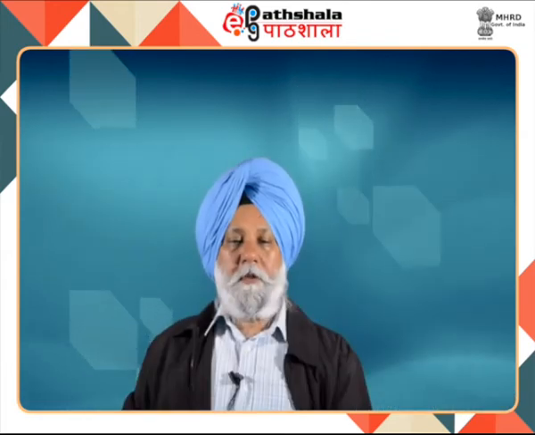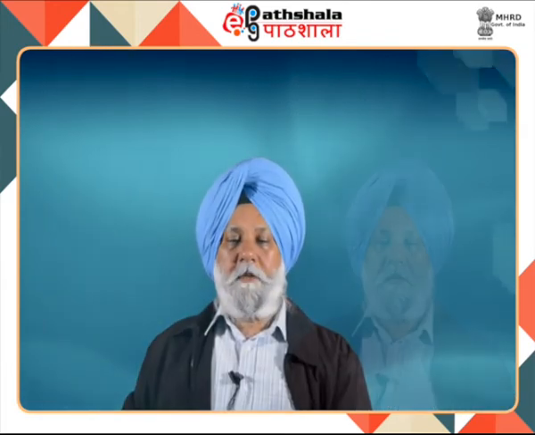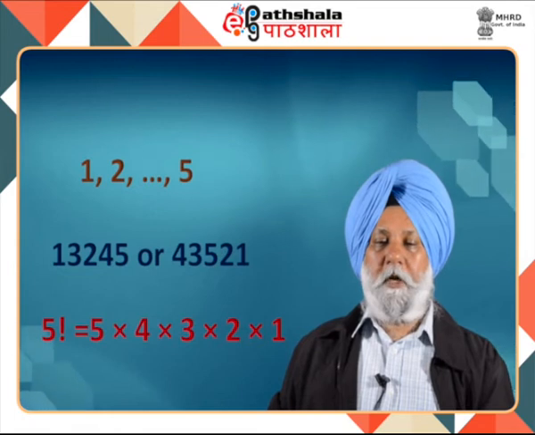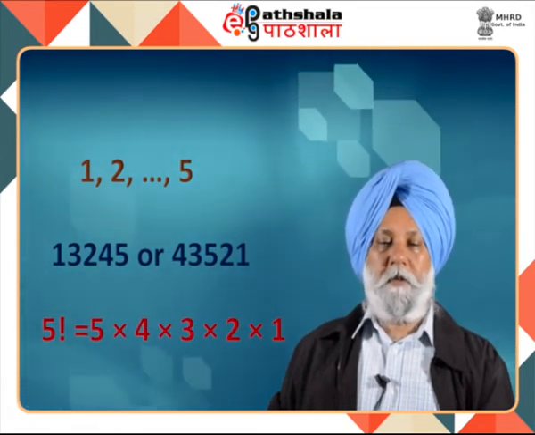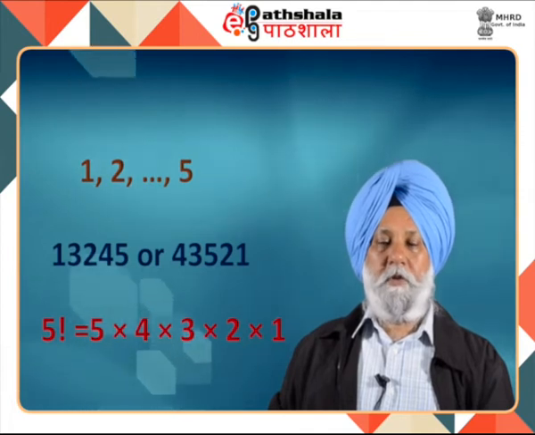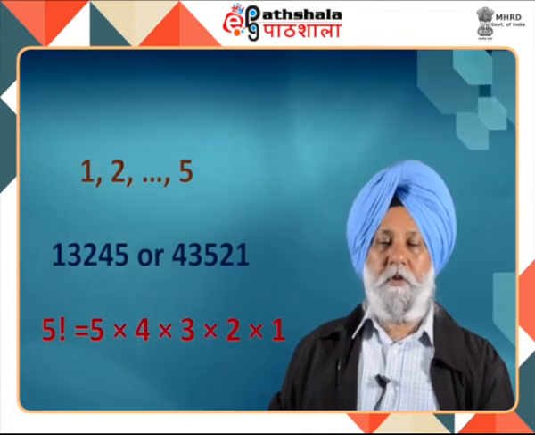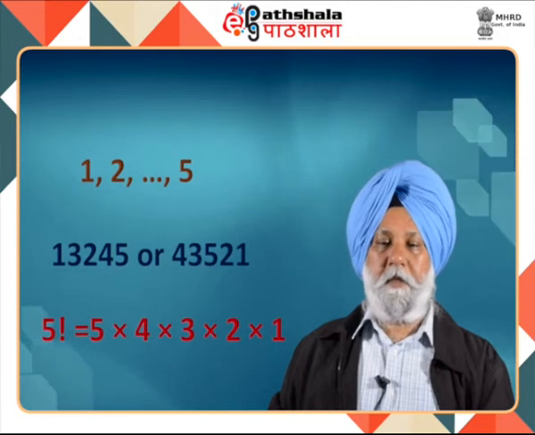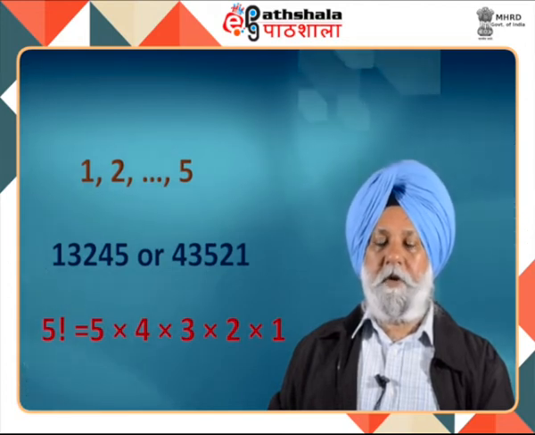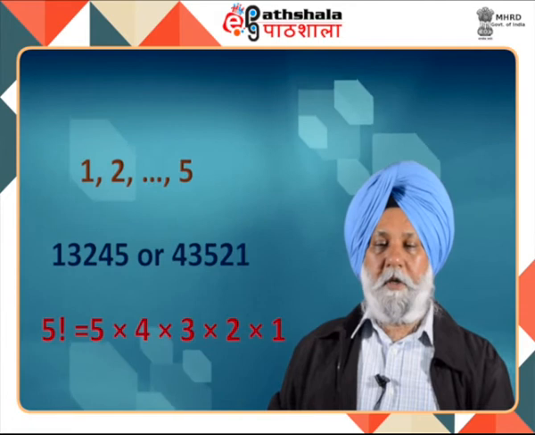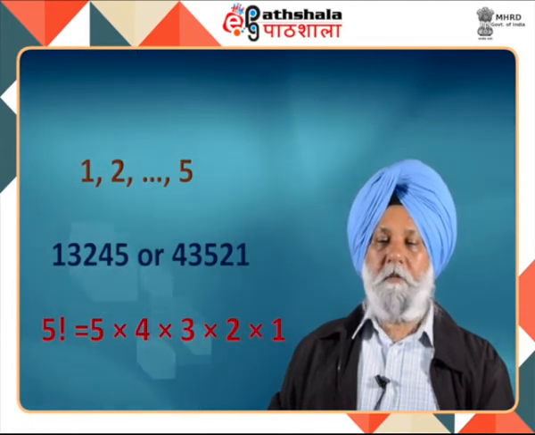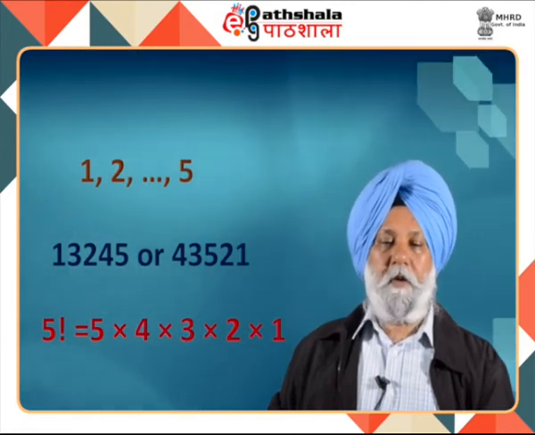In how many ways can the numbers 1, 2 up to 5 be arranged so as to make a 5-digit number like 1, 3, 2, 4, 5 or 4, 3, 5, 2, 1, etc. The answer would be 5 factorial: 5 multiplied by 4 multiplied by 3 multiplied by 2 multiplied by 1.